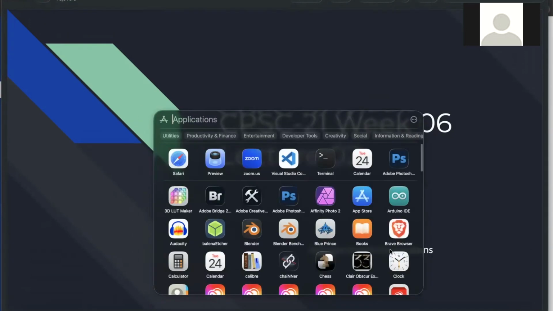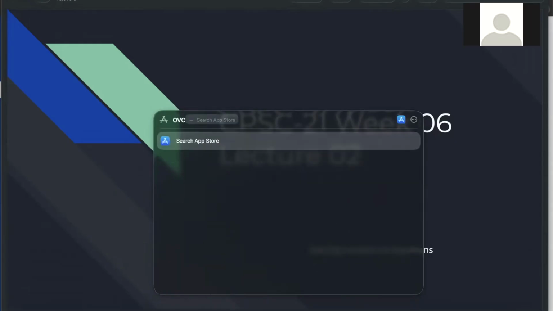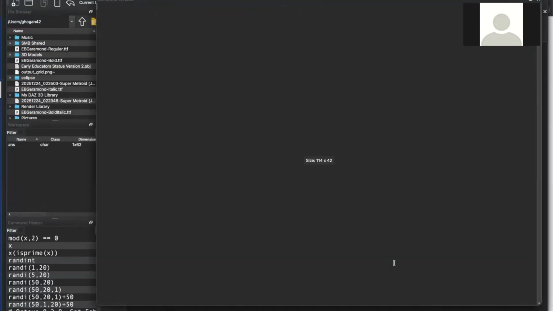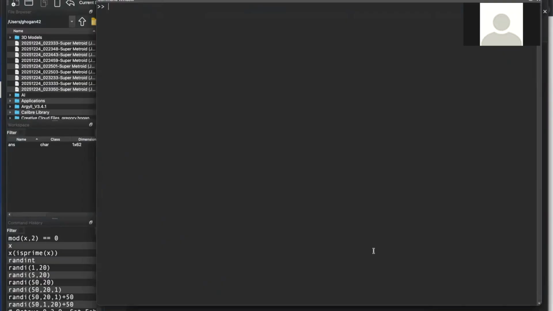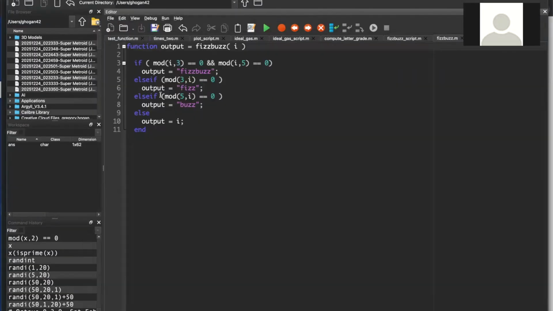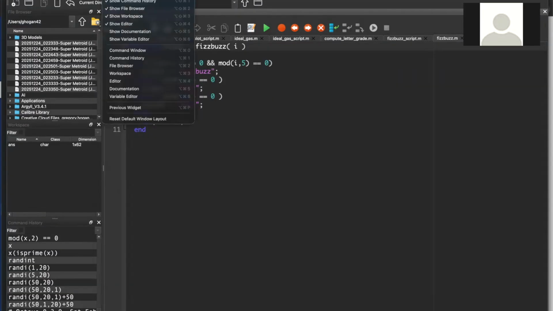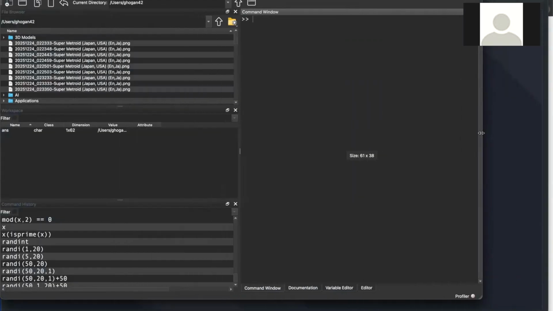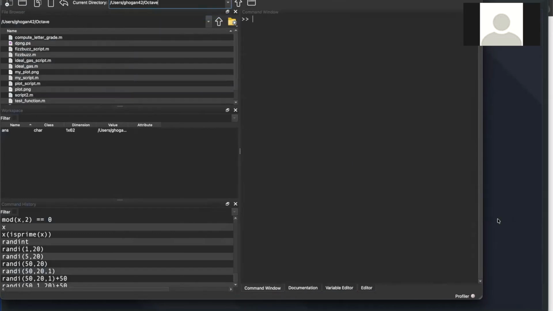So I'm going to open up Octave, actually. Octave, there we go. And we'll get started. So what folder am I in? Let us try to fix this. So my interface is a little bit messed up. So let me go Window. Let's try to reset the window layout. There we go. Better. And let me change into a better folder. There we go. And now we can get going.